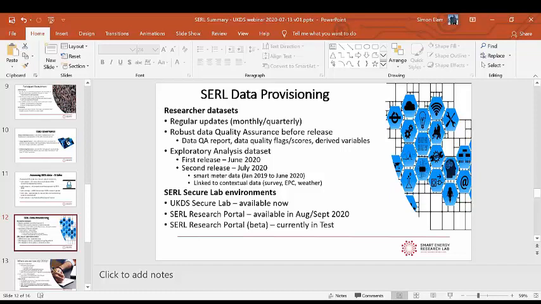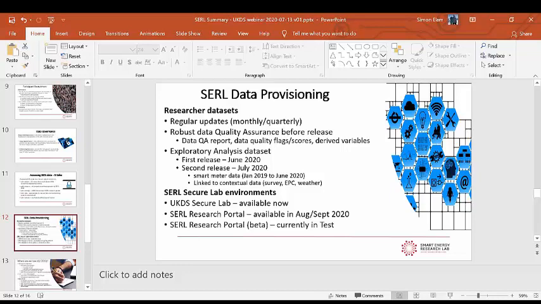There's no such thing as a perfect data set. What we're trying to get is perfect oversight, or as good oversight as we can, of any data quality issues. We add some data quality flags and scores to the data sets, and we also add some derived variables relating to data quality that researchers can use when they conduct their analysis. Our first exploratory analysis data set was released in June. The second release will be coming within the next couple of weeks, by the end of July.